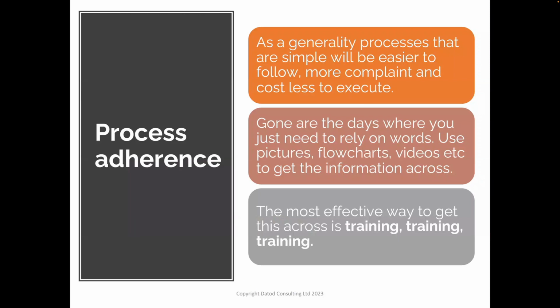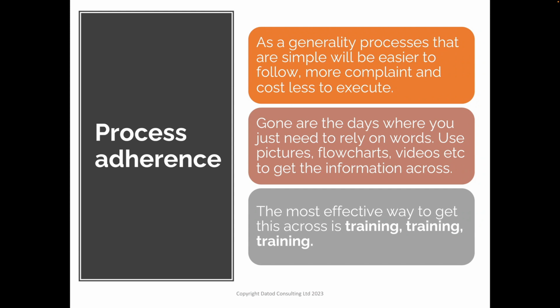And the final one is process adherence. So this is basically how often you can execute the process so that it meets the expectations of the procedure. As a generality, processes that are simple will be easier to follow, they'll be more compliant, and they will cost less to execute. So the message here is, if you can create simple procedures and processes, you're going to go a long way in meeting the compliance and cost expectations and ease of use in executing those processes within your quality organizations.